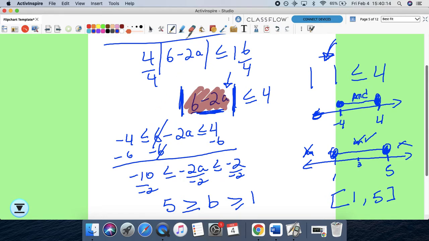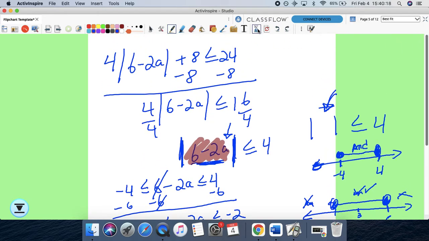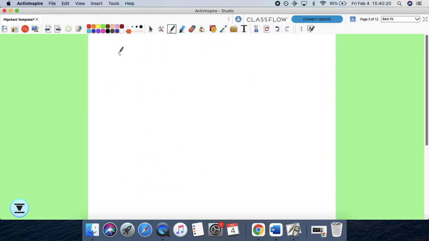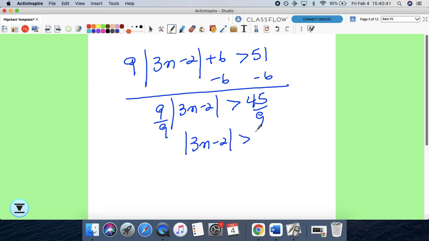Okay. What number was this? 23. Okay. 24. 9 times the absolute value of 3n minus 2, plus 6, greater than 51. Minus 6 on both sides. We got 45 over here. We got 9 times the absolute value of 3n minus 2. Divide by 9. Divide by 9. The absolute value of 3n minus 2 greater than 5.